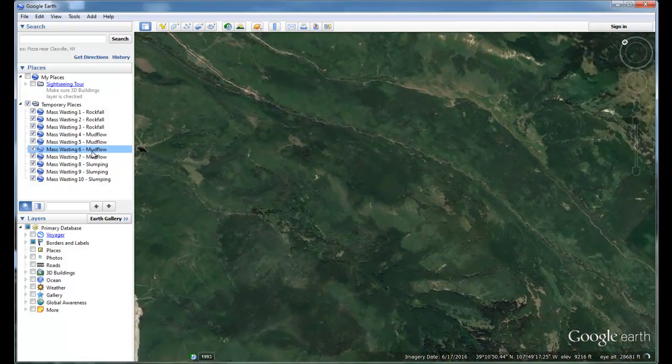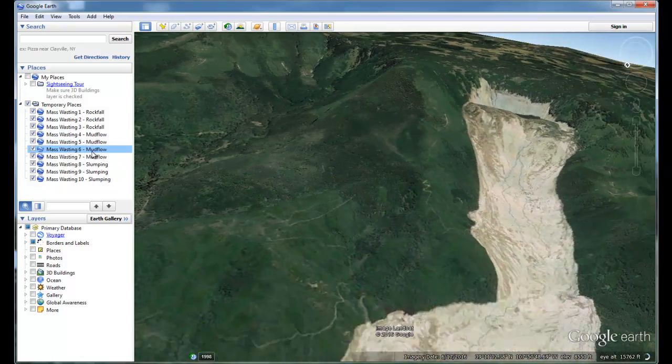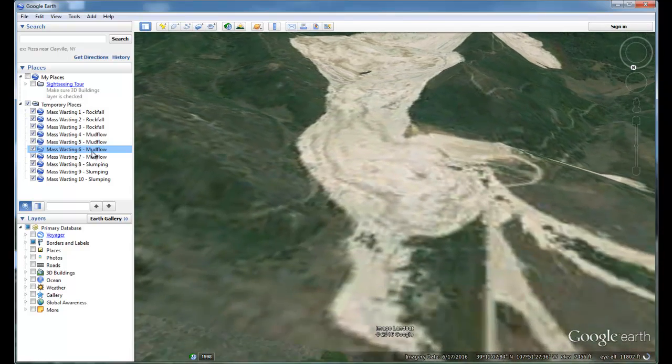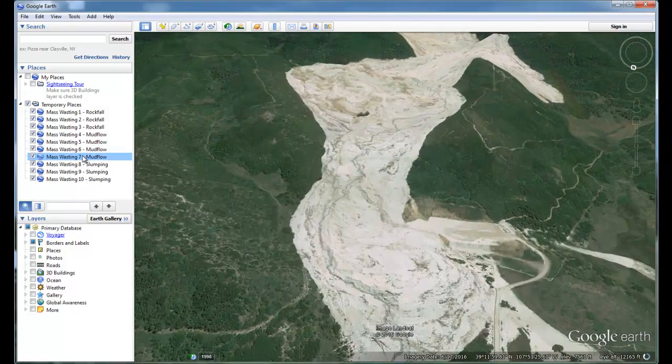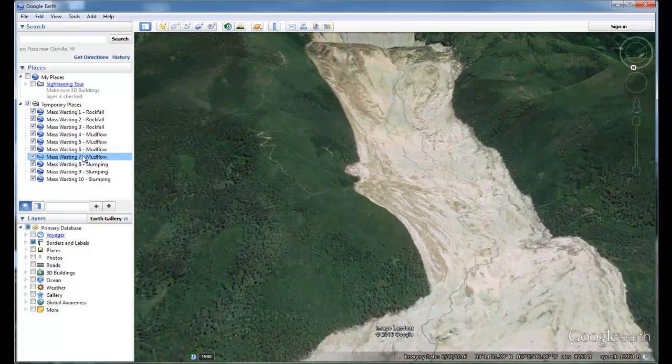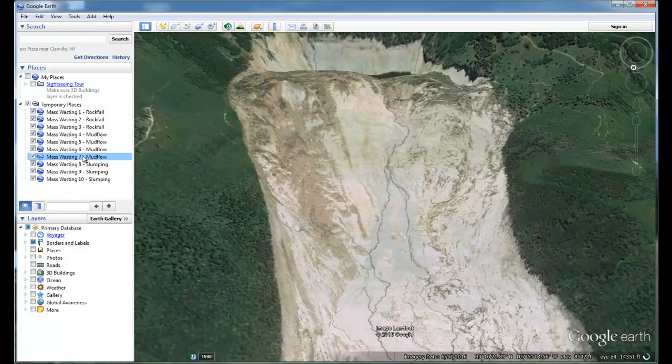And Google Earth allows us to get a view of what this thing looks like from the toe of the slide. And then we can move up and see what it looks like up near the head of the flow.